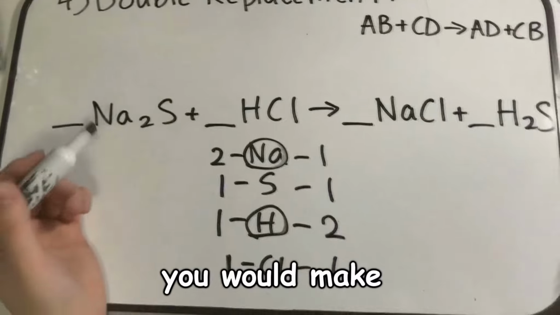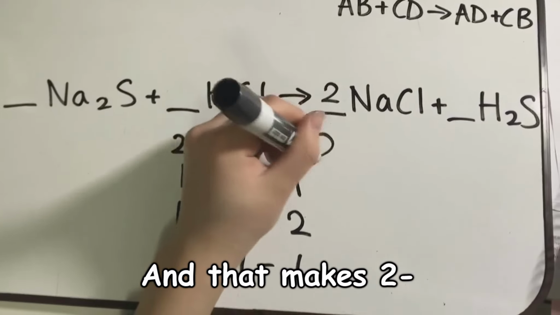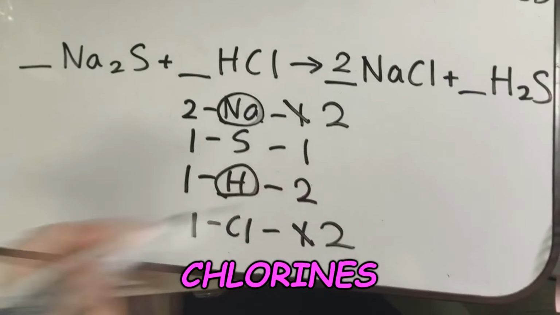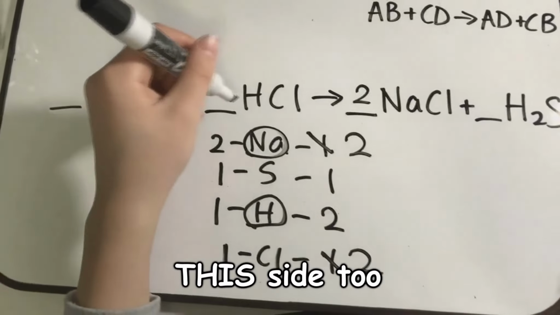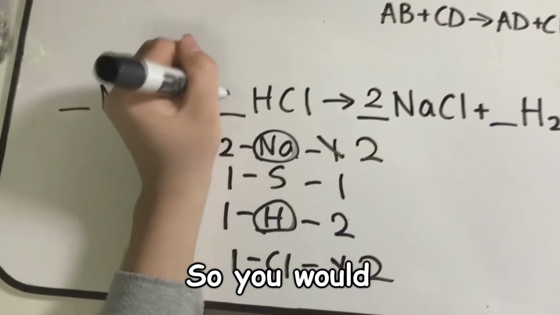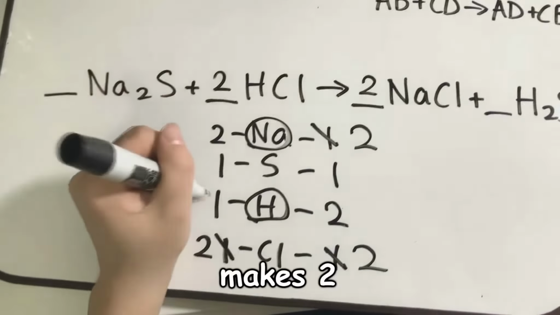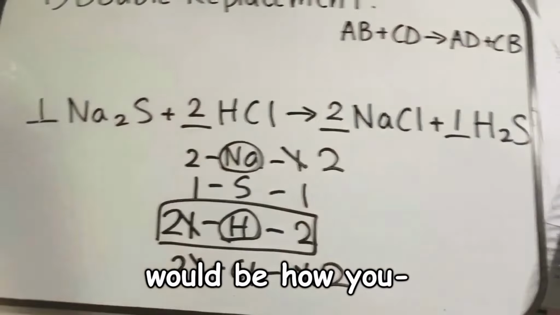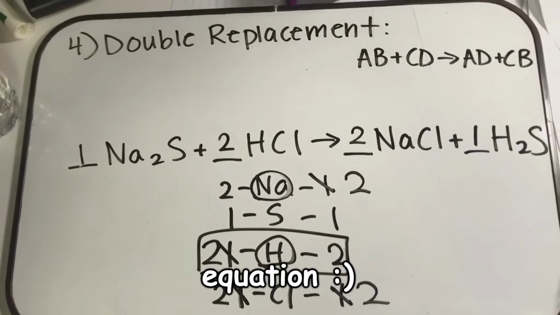So to start off, you would make the sodiums balanced by adding the 2 here, and that makes 2 sodiums, but it also makes two chlorines on this side. So the chlorines are unbalanced, so you have to balance this side too. So you would put 2 here, and that makes 2 chlorines, but it also makes 2 hydrogens, which balances out, and that would be how you balance a double replacement equation.